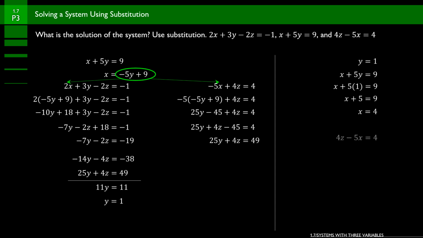So 4z minus 5x equals 4. Take that 4 for the x value, plug it into that equation. 4z minus 5 times 4 equals 4. So 4z minus 20 equals 4. And you get 4z equals 24. And eventually z equals 6. That gives you a solution of 4, 1, and 6.